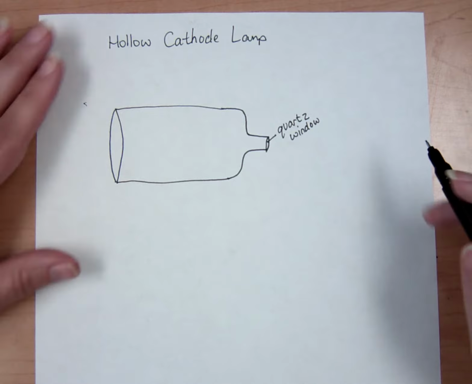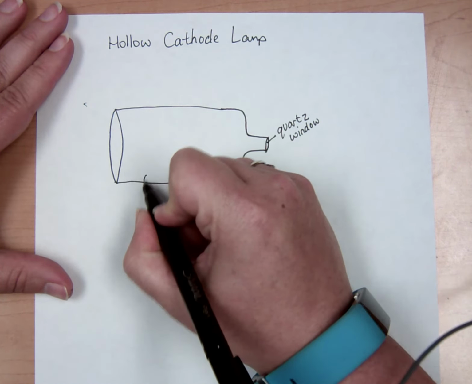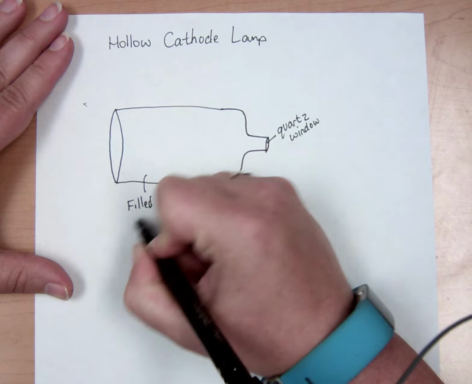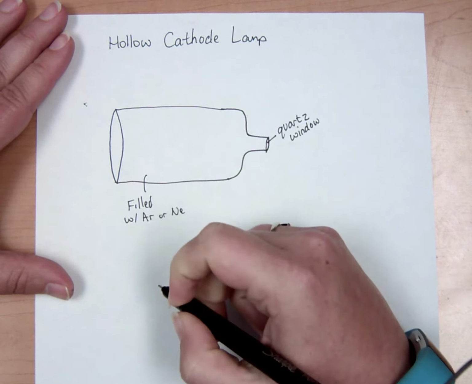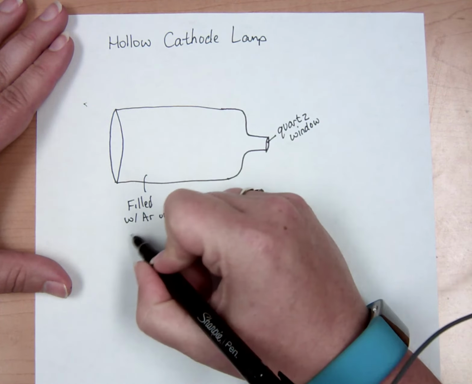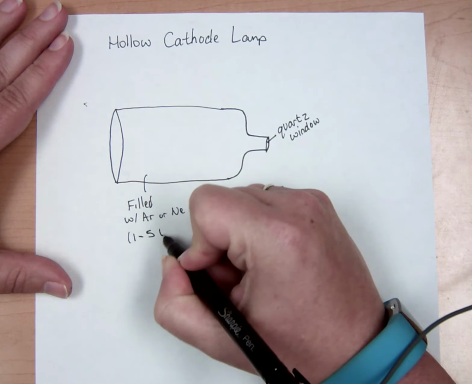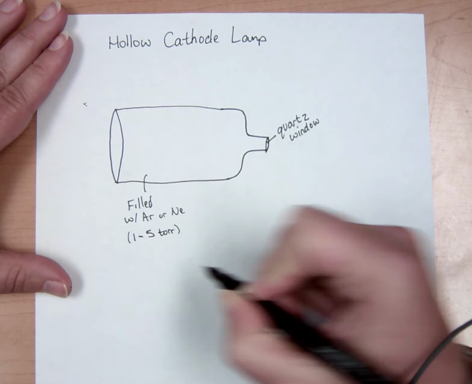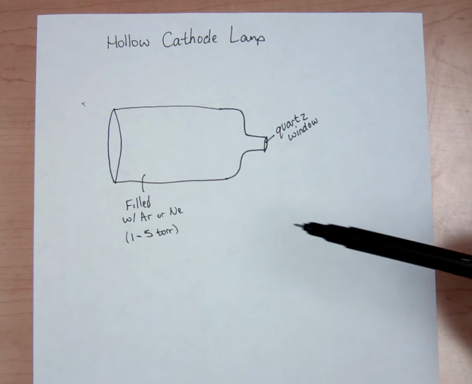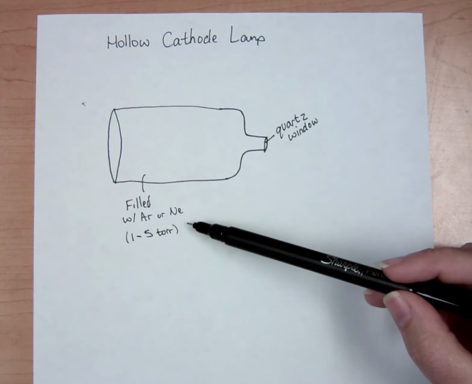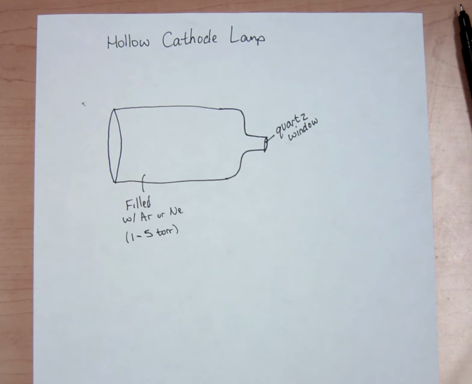Now this whole thing is sealed and it's filled with argon or neon. And when I say filled, I use that term pretty lightly. We're only looking at between 1 and 5 torr, which, to put that in perspective, 1 atmosphere, which is kind of our normal pressure of daily living, is 760 torr. So this is pretty much under a vacuum, but whatever is there is not air, it's argon or neon. All right, now what else are we going to put into this?